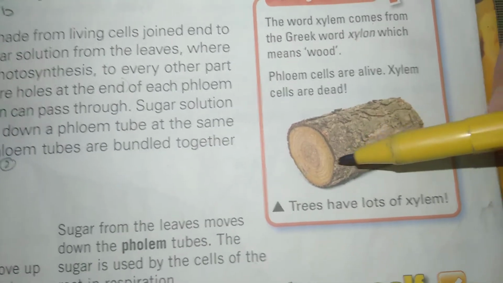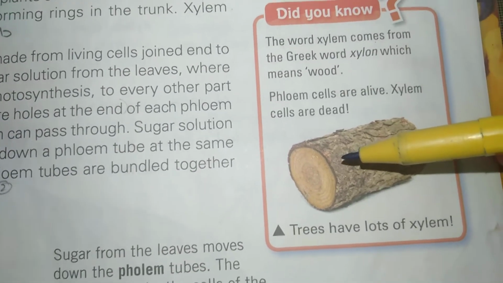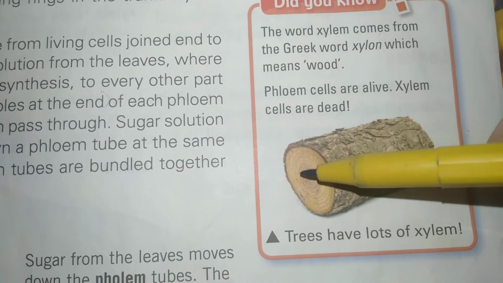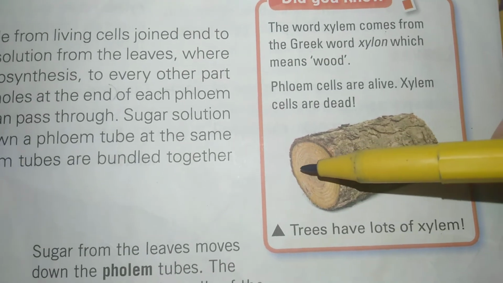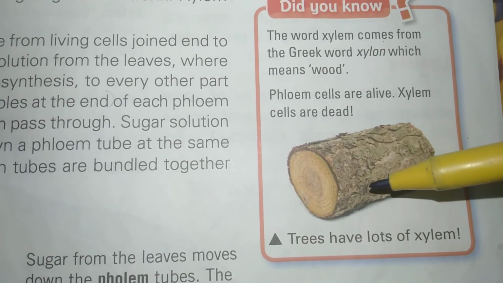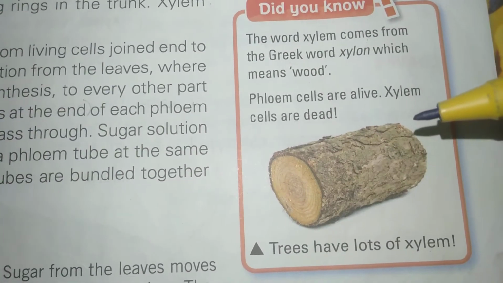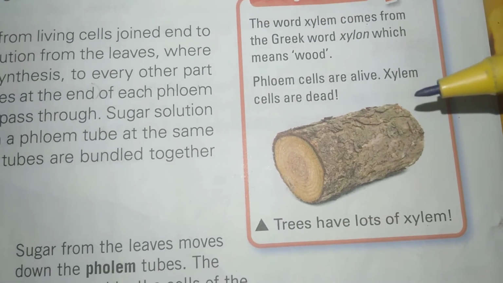Students, in plants such as trees, new xylem is made each year, forming a ring in the trunk. You can see these are the rings in the trunk and they are the xylem. Xylem is derived from the Greek word xylon, which means wood. Xylem is dead tissue while phloem is alive tissue.